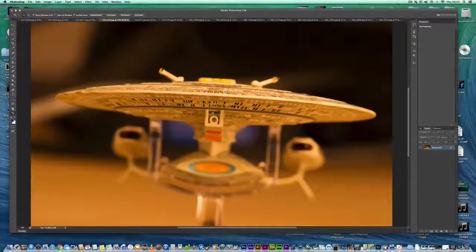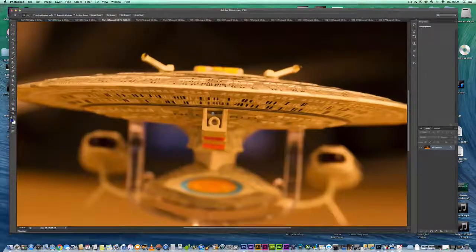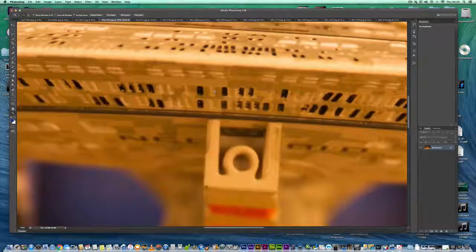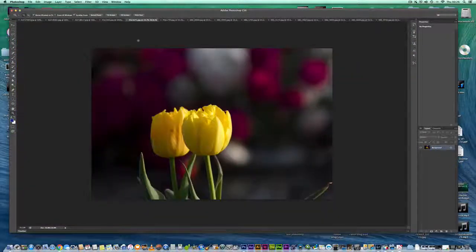Let's zoom in. 50%. 100%. Now at this point, when we had the Tamron lens on, it was significantly softer than this. That's why I went for this lens in the end. 200%. 300%.